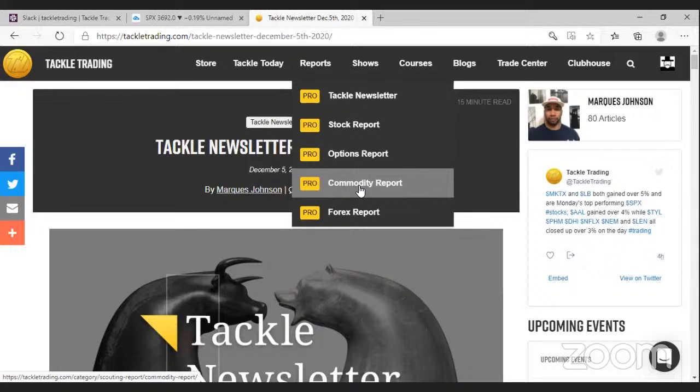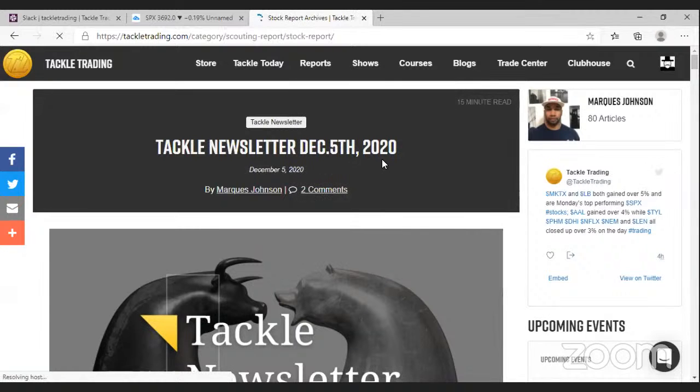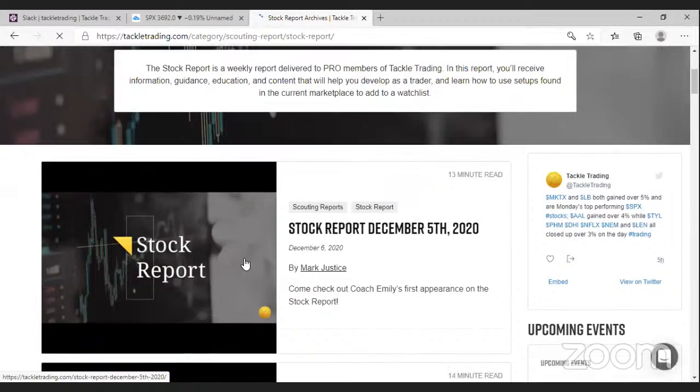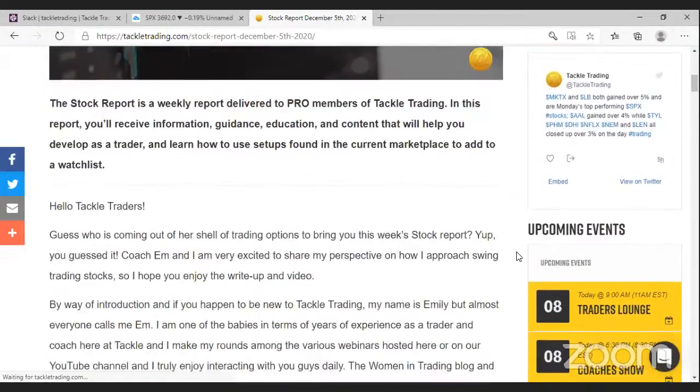The stock and option reports we built very similar to one another. Of course, the stock report is built more specifically for stock trades, and the options report for option trades. But there is a little bit of gray area there. Let's go ahead and hop into the stock report here. We'll take a look at the stock and option report. We're going to make sure that you have a watch list of vetted trading candidates each and every week.